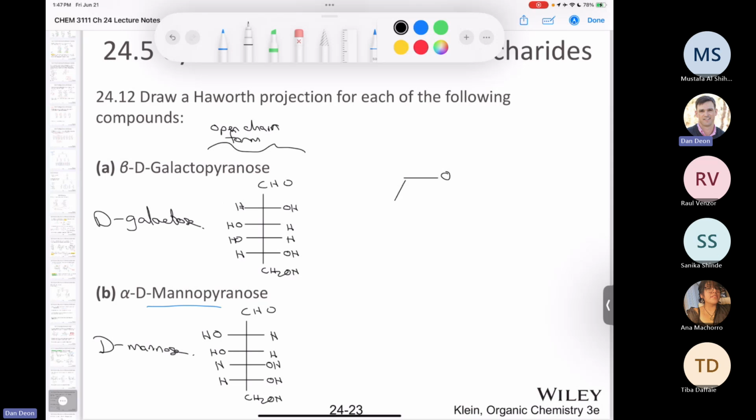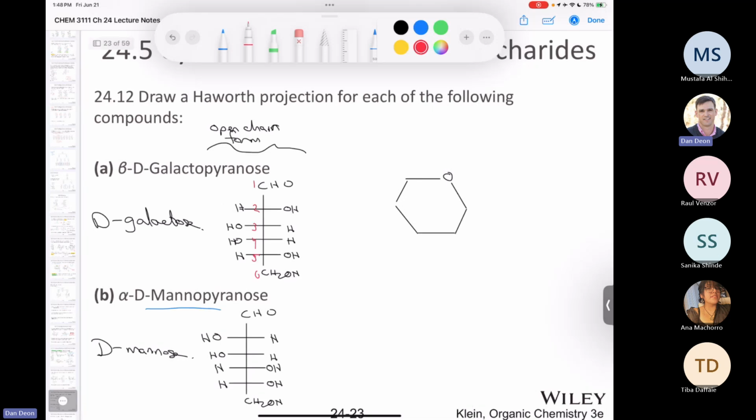So just bear with me. I'll try to make it as neat as I can. So we're going to end up with something that looks like this. And then the next step is we're going to number the carbons. So 1, 2, 3, 4, 5, 6. Okay, so pay close attention. We've got 1, 2, 3, 4, 5. And the 6th one is going to be like this. We're going to draw a line straight up. And we're going to put CH2OH. Okay, and that last one, this is going to be carbon 6.